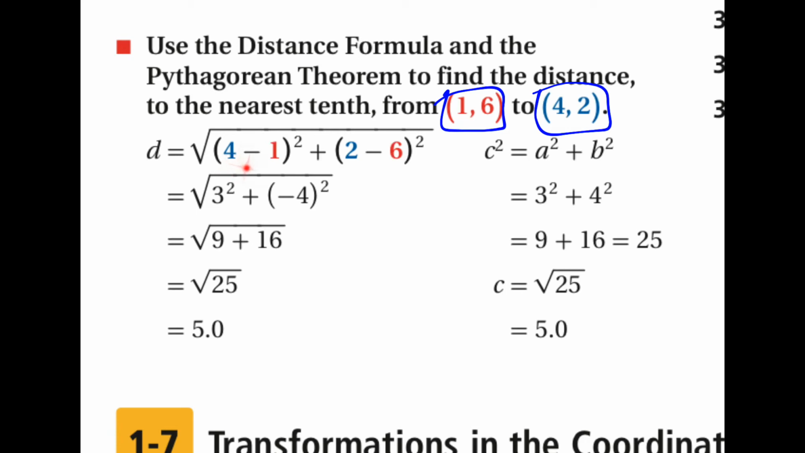For the distance formula, we take the difference in the x-coordinates plus the difference in the y-coordinates, and they're squared and underneath this radical, and we get 5. We can also draw out a triangle. So if we plotted these 2 points and drew the side lengths, we would get 3 and 4. So if you square those and add them together and take the square root, you get 5 as well.